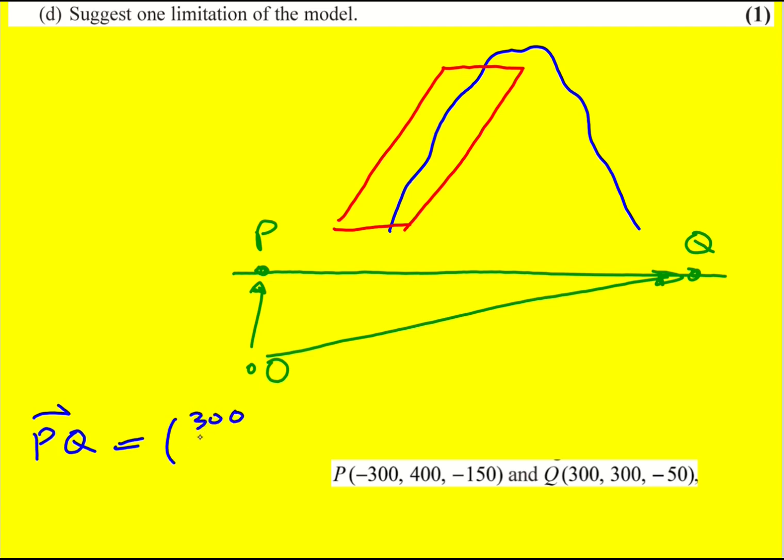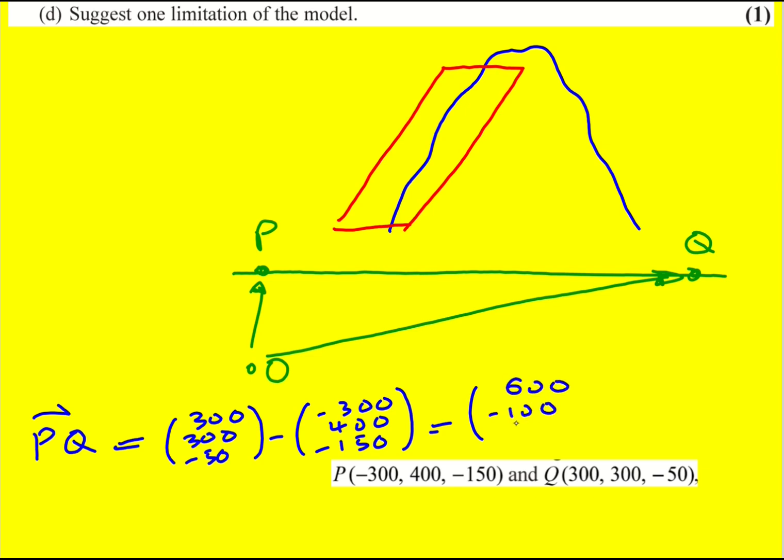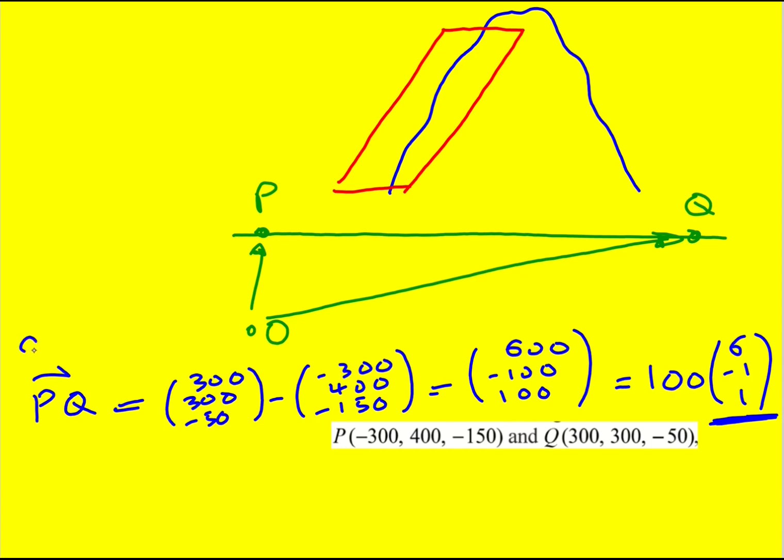So it would be 300, 300 minus 50, minus 300, 400 minus 150. And that gives 600, minus 100 and 100. Now you can use it as your direction vector, but I decided to factorize out 100, just to keep it as simple as possible, really. So 100 times (6, minus 1, 1). In fact, that is what I'm going to use as my direction vector. I'm going to ignore the 100. So this is all part A.